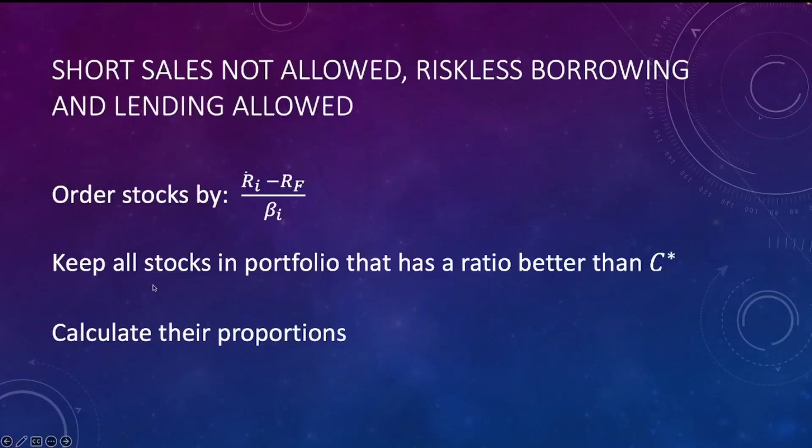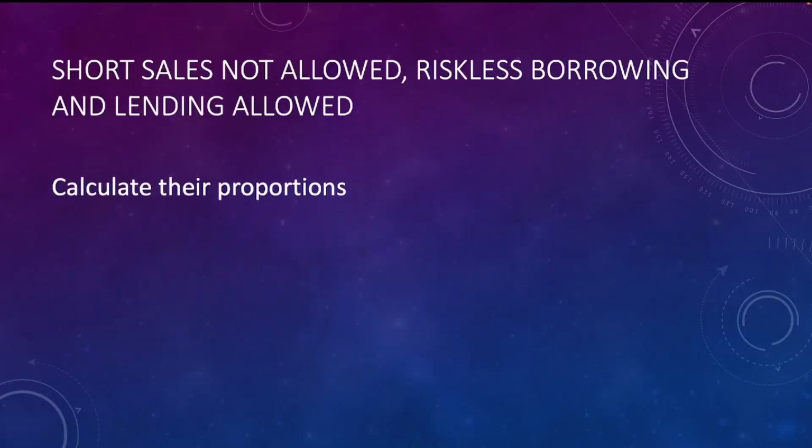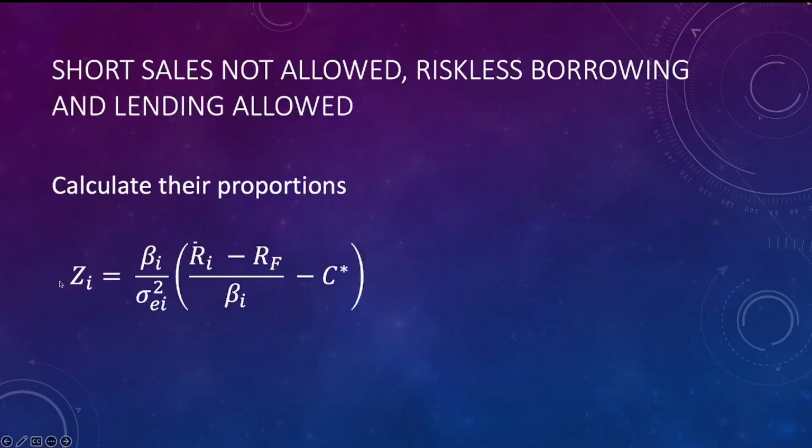Once we know which stocks to keep in our portfolio, the last step is to calculate their proportions. And so this is how we are going to do it. We are going to calculate the proportions by this particular formula, which is Zi, which is the excess return to risk ratio minus this C star value. When the short sales are not allowed, this term in the brackets is always going to be positive, and therefore the entire Zi term will be positive.